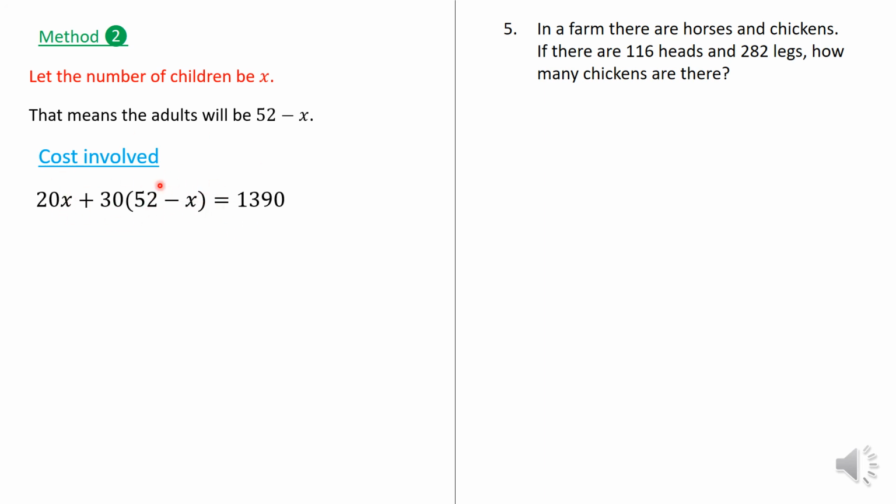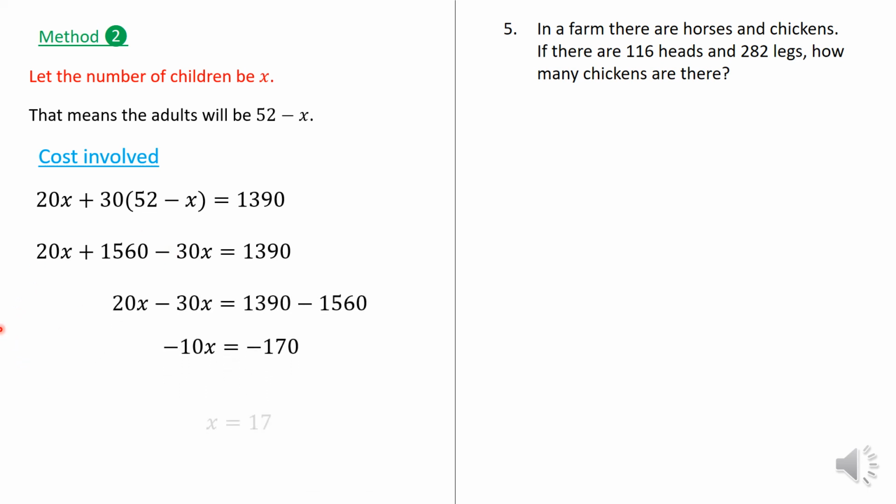This basically brings you to the same as what we had previously. It's just that we are now looking at it a bit differently. But the solving of it is the same. Get rid of the brackets, collect like terms, and solve for x being 17 adults, or 17 children rather, and the adults will be 52 minus that 17, obviously giving you the same 35. So any one of those would do.